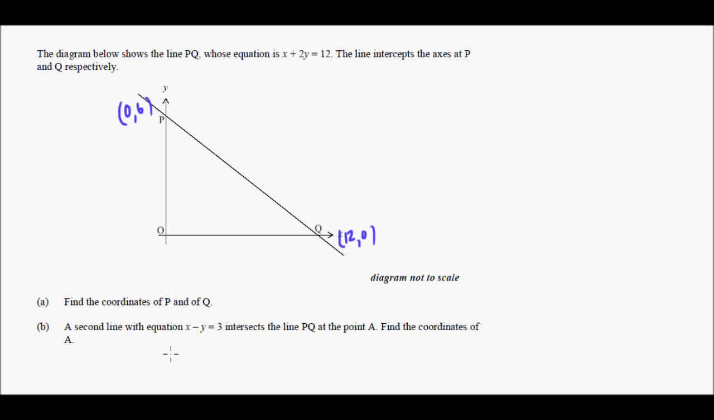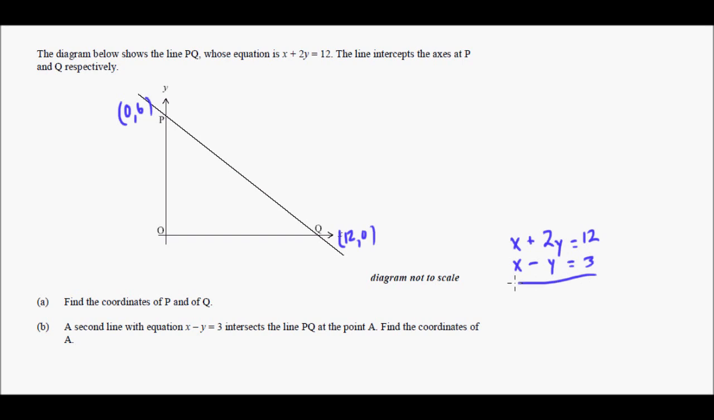Now, a second line with the equation x minus y equals 3 intersects PQ at point A. Okay, find the coordinates. Now, what I would do here, you can do it graphically, but it's better to do it algebraically because these equations are pretty easy. Okay, so you have x minus y equals 3.